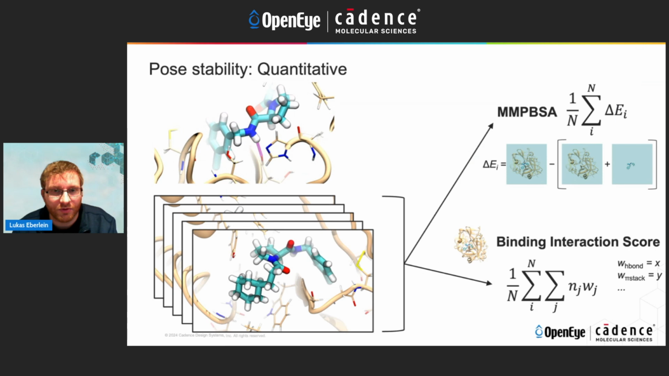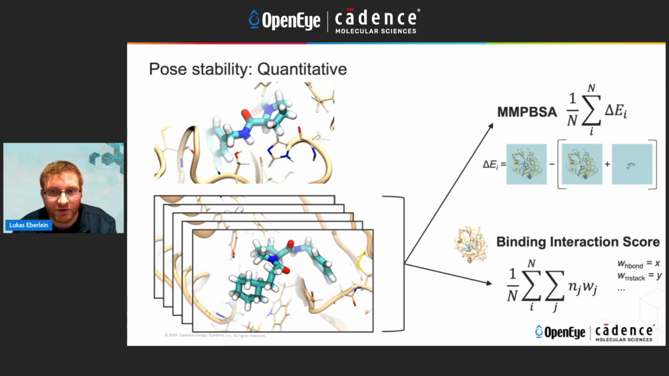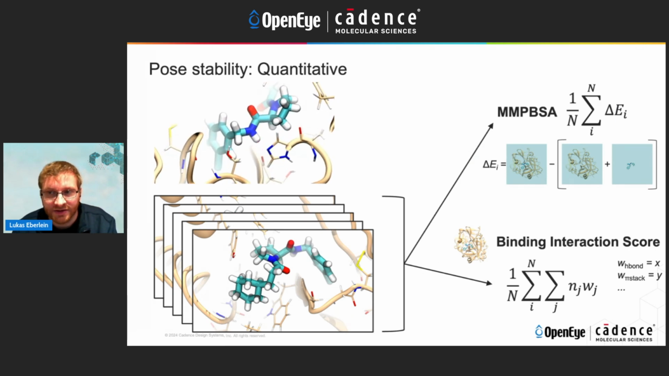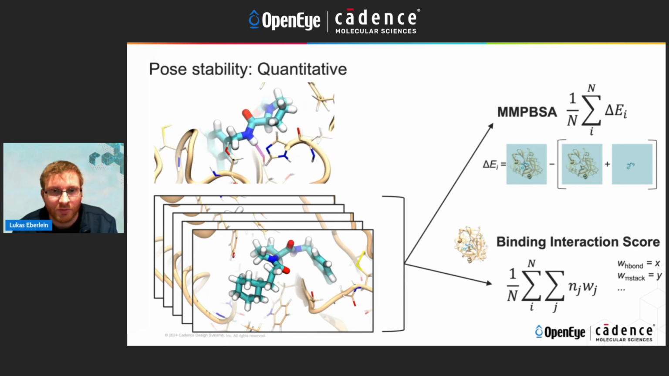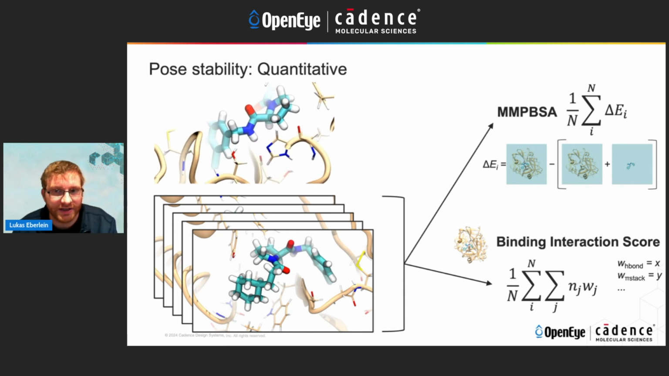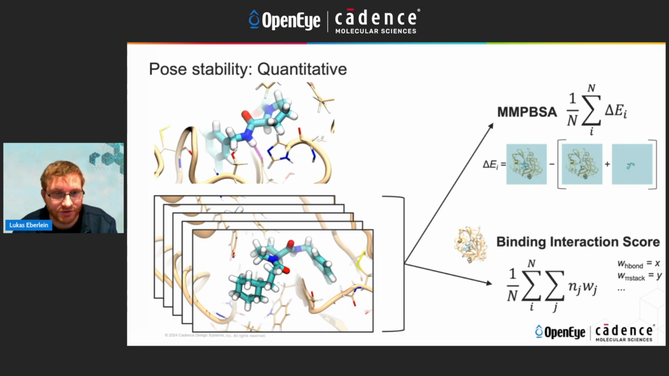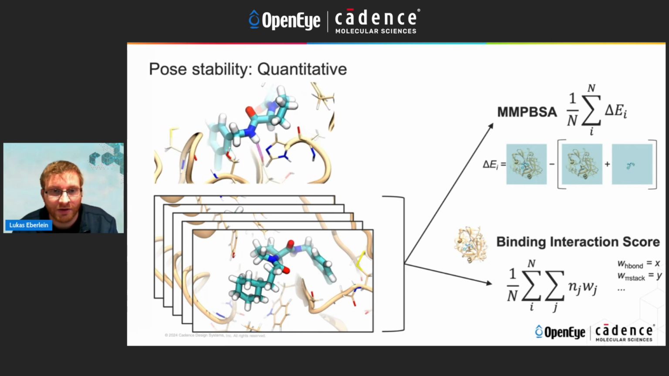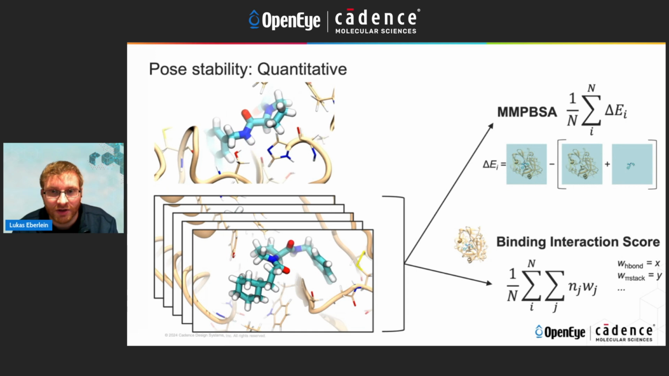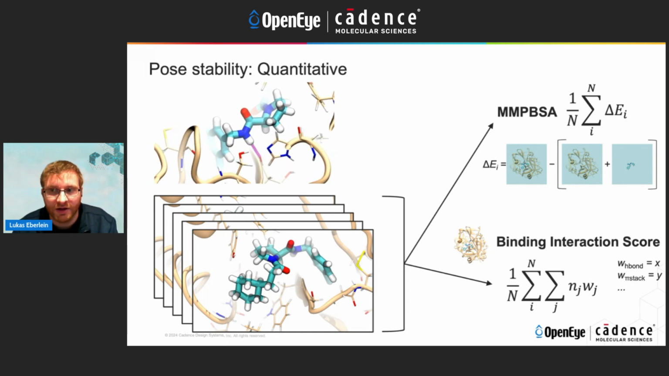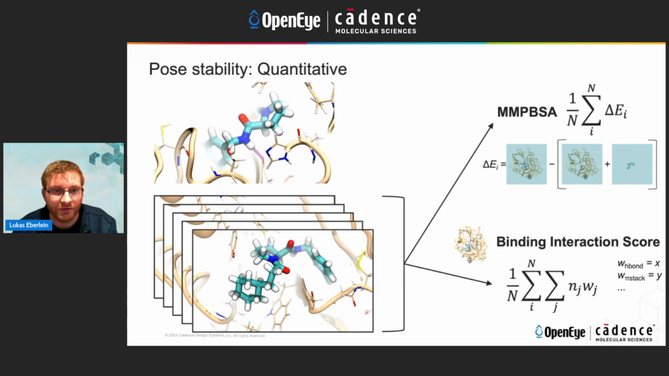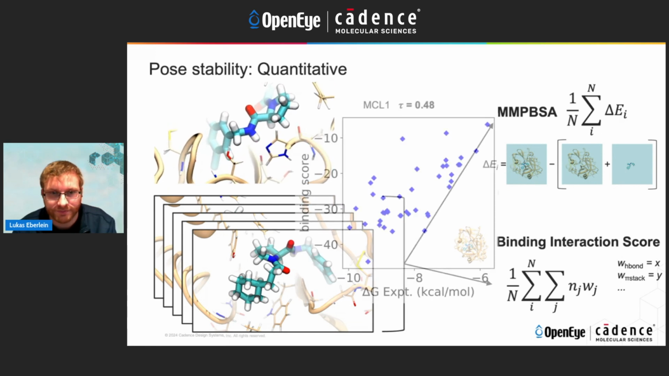The analysis of pose stability can be taken to a more quantitative level by calculating the interaction energies, for example at the MM-PBSA level of theory, or by quantifying the stability of protein-ligand interactions over the course of the trajectory. These quantitative metrics can be used to approximate binding affinities and provide useful guidance on which compounds to move forward in your lead optimization project.